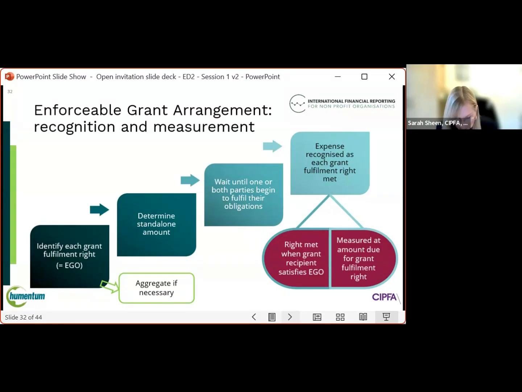At that point, the grant providing MPO will need to determine a standalone selling price, a standalone amount for the grant fulfilment price, and for each distinct right. So it's necessary to wait until one or both parties have fulfilled their obligations before expenses are recognised. And a grant expense is recognised by the grant providing MPO when the grant fulfilment right is met. This occurs because the grant recipient has transferred, satisfied the EGO. The grant expense is measured at the standalone selling point.